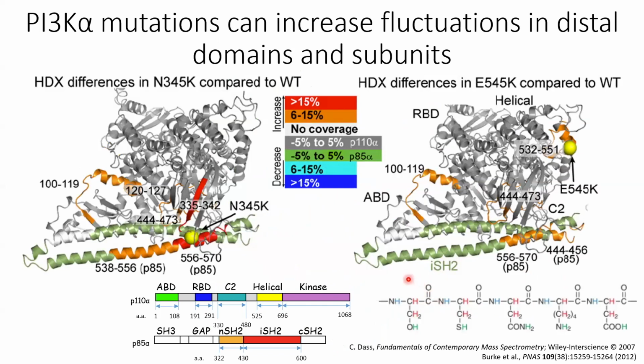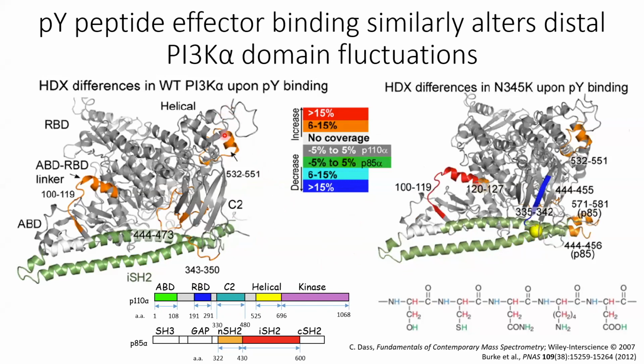Work by Burke and colleagues regarding PI3K has shown that mutations can allosterically modulate motions in distal domains of the protein. This was done using hydrogen deuterium exchange mass spectrometry, which looks specifically at the exchange of backbone amide hydrogens. As you can see from these figures, mutations, for instance, at N345K in the C2 domain and E545K in the helical domain can cause changes in the dynamics in other regions of the protein and also in the p85 subunit. Moreover, upon binding a phosphotyrosine peptide effector in both wild type and mutated PI3K, we can again observe perturbations in the domain fluctuations in distal regions of the protein.